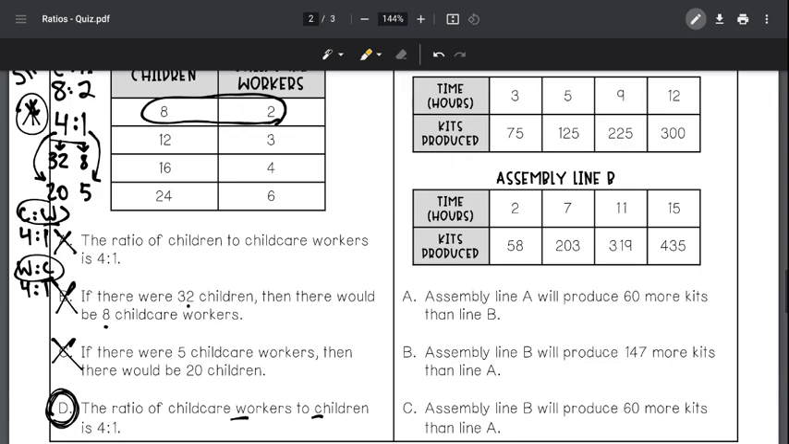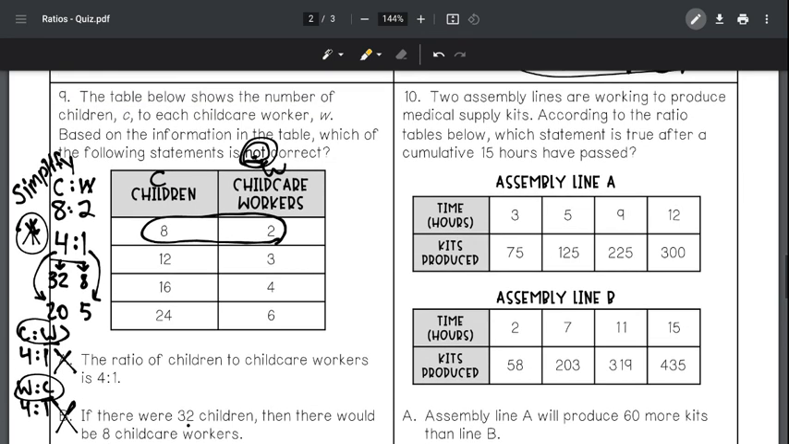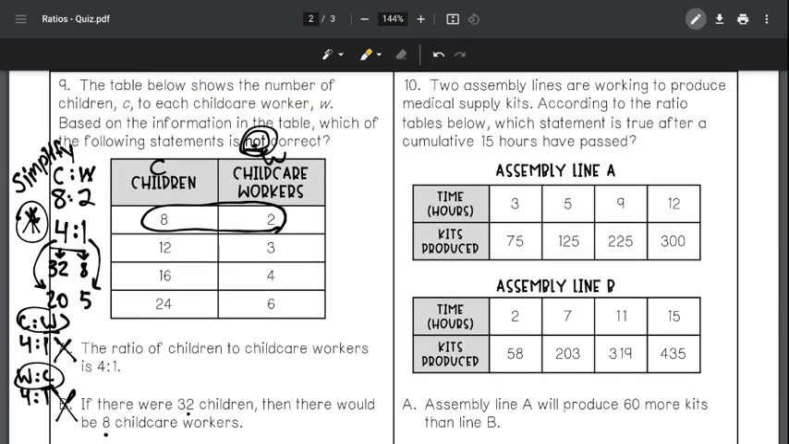All right, last one, number 10. Number 10 was a little bit confusing, and I actually explained it and tried to help out on this one. So if you missed it, I'm sorry that you still missed it, but finish going over it with me. So, 2 assembly lines are working to produce medical supply kits. According to the ratio tables below, which statement is true after a cumulative of 15 hours have passed?